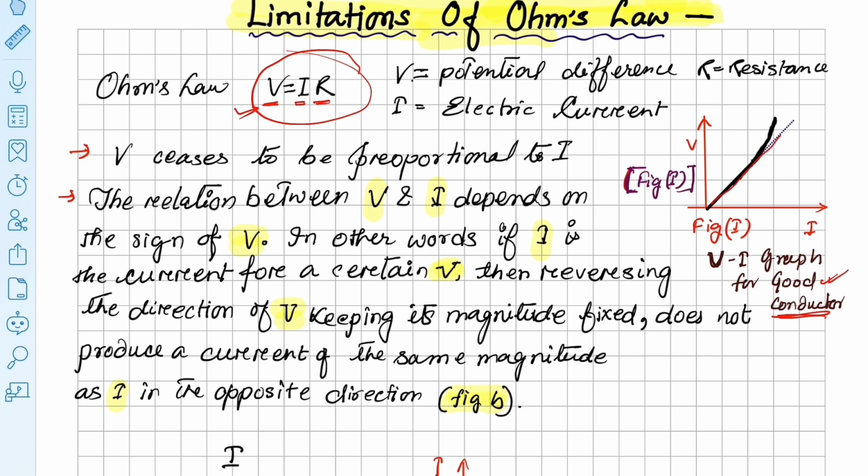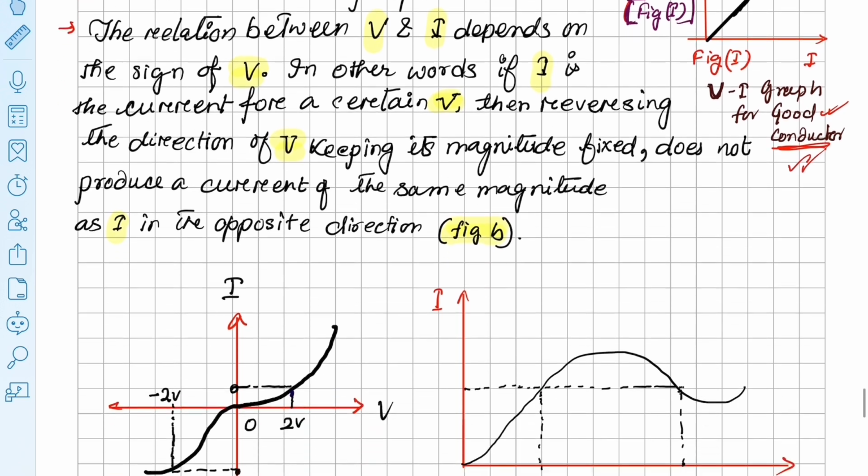Here you see, for a good conductor, this is the VI graph. It is supposed to be a straight line, but here you see it obeys Ohm's law up to a certain point. Then after that, it doesn't obey Ohm's law. This is one of the limitations of Ohm's law, and this is the VI graph for a good conductor.